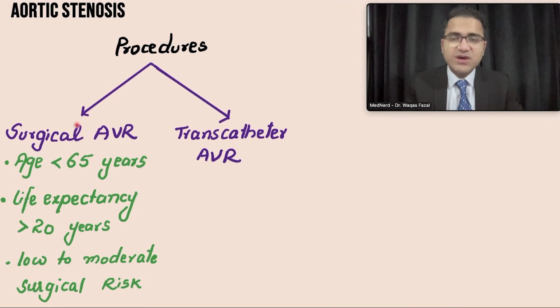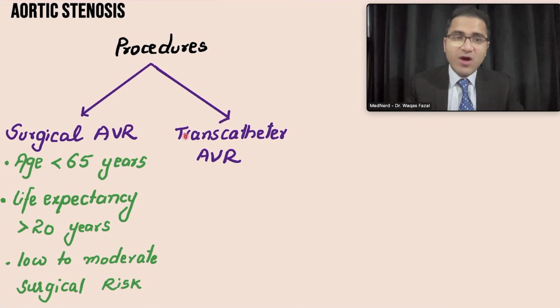So surgical aortic valve replacement is usually done in young patients with good life expectancy, patients aged less than 65 years, with a life expectancy of greater than 20 years, and low to moderate surgical risk. Now, if the patient cannot undergo a surgical aortic valve replacement, in that scenario, usually transcatheter aortic valve replacement is done.